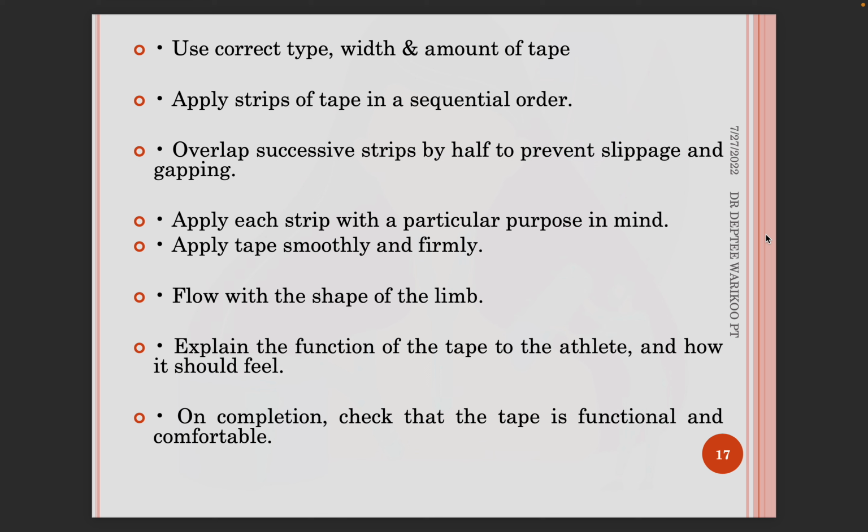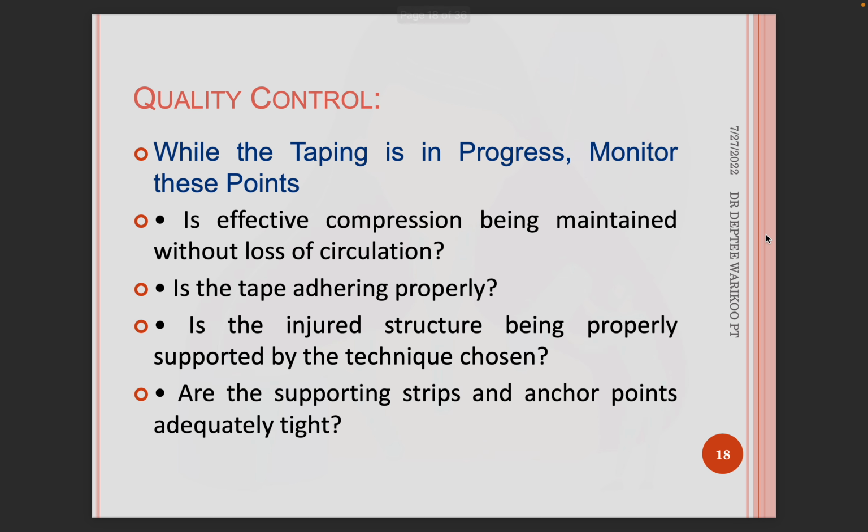Apply each strip with a particular purpose in mind. Apply tape smoothly and firmly. Follow the shape of the limb. Explain the function of the tape to the athlete and how it should feel. On completion, please check that the tape is functional and comfortable and the patient is able to perform all the activities properly. Quality control is very important.